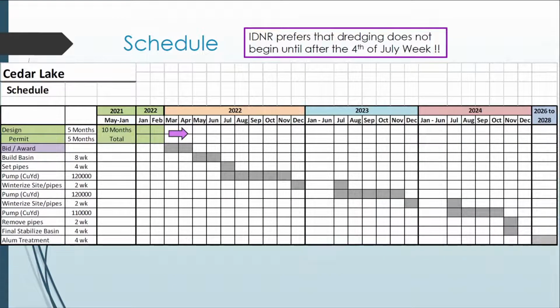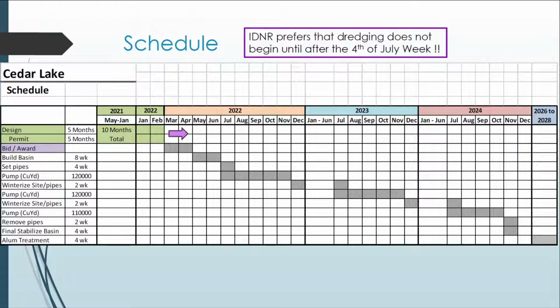It's a little bit chopped off there, but we've got right now 10 months budgeted for design and permitting. And that purple area basically says we've got a little bit of fluff in there. If you look at the top box there, we have IDNR prefers that dredging does not begin until after the 4th of July weekend. So we really have until July, the second week of July, let's say, to get everything all together, all the permits set, and have the sediment dewatering facility constructed.